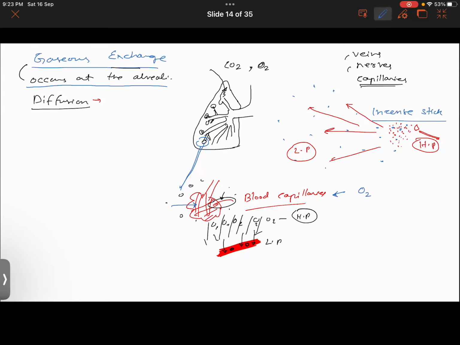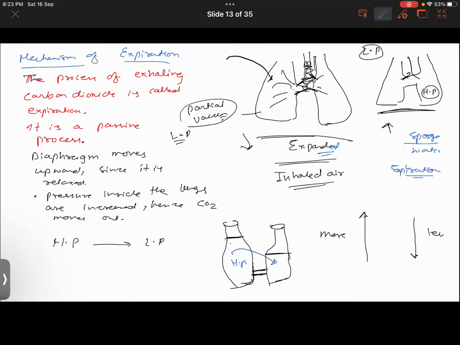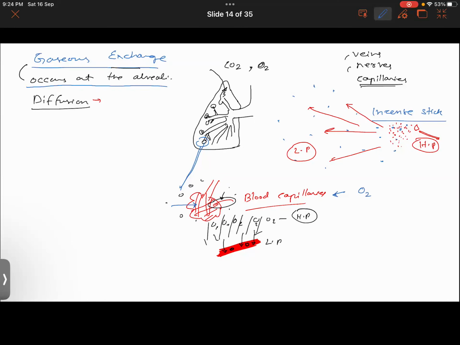So to conclude the two steps of breathing, who will conclude this? Sundus, define inhalation and what happens in inhalation. Quickly define this. Simply define the first process of breathing, that is inhalation, in a few points.